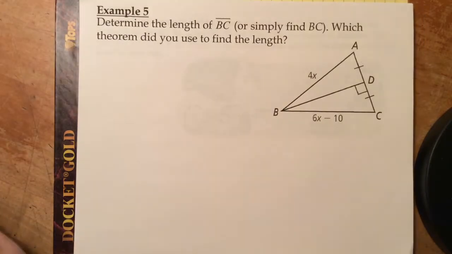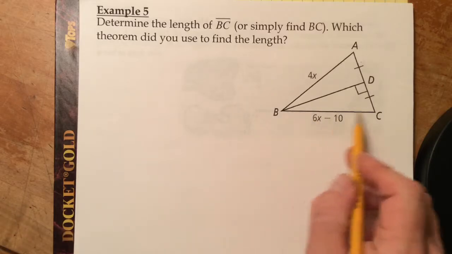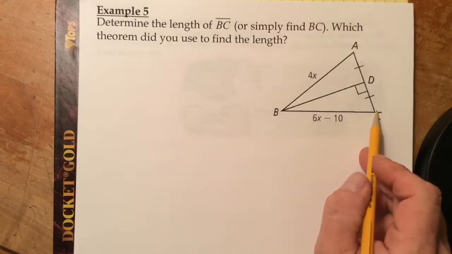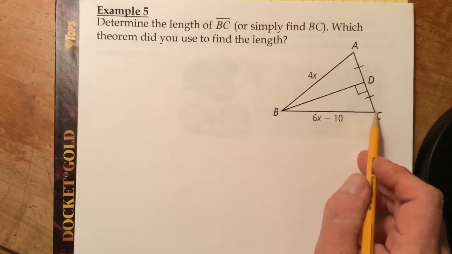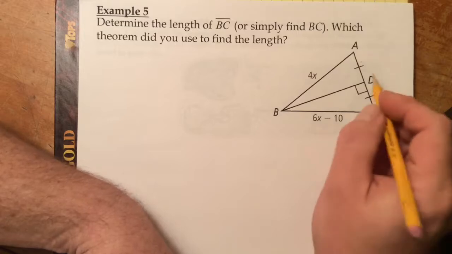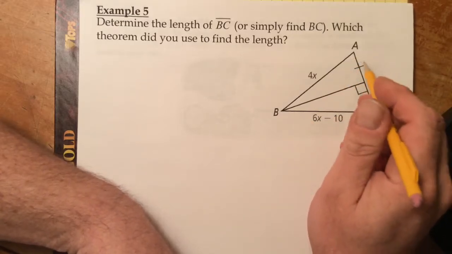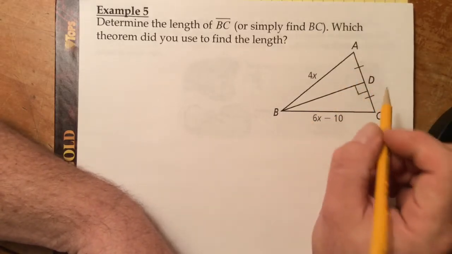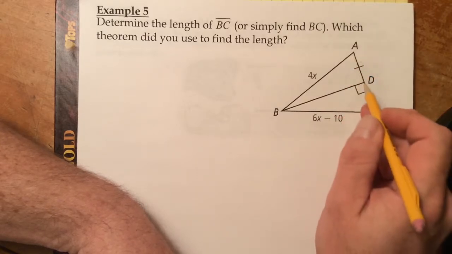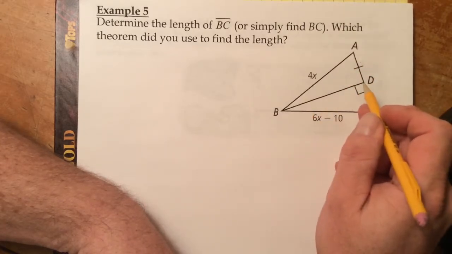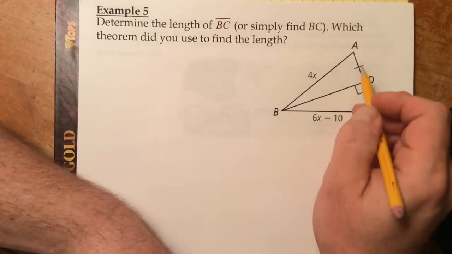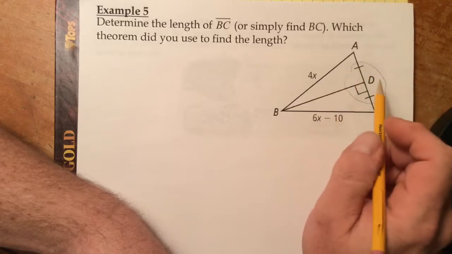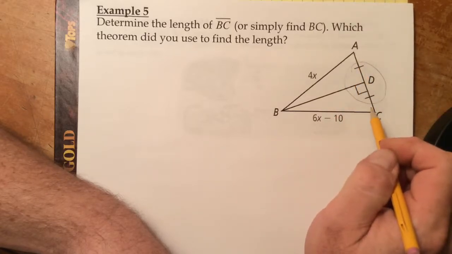Example 5. Determine the length of segment BC, or simply find the length of BC. Which theorem did you use to find the length? Okay, here we have, if you'll notice, two triangles within one big triangle. However, take a look, we have a perpendicular bisector here. BD is a perpendicular bisector of AC. We know that because there's a right angle symbol here and a tick mark here and here. That configuration implies a perpendicular bisector.